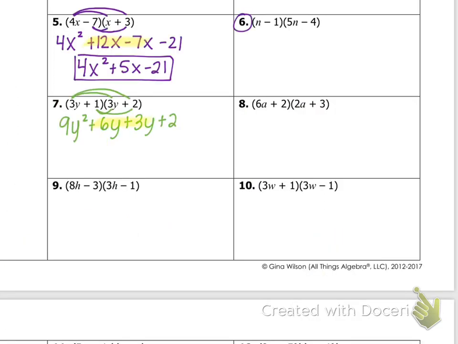Okay, it's in standard form here because it goes y squared and then no y. Sorry, I was not expecting that. I pushed the wrong button. Okay, so try number 8.